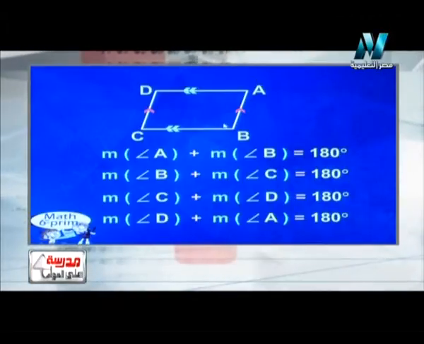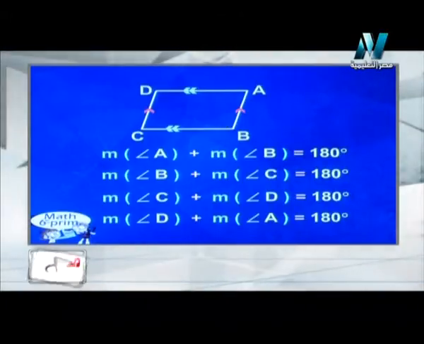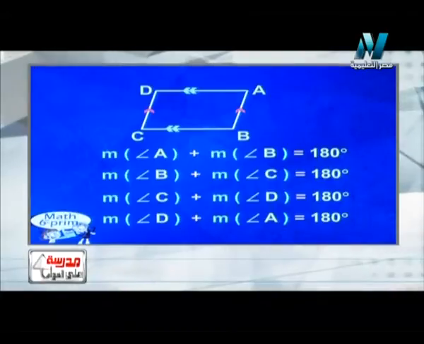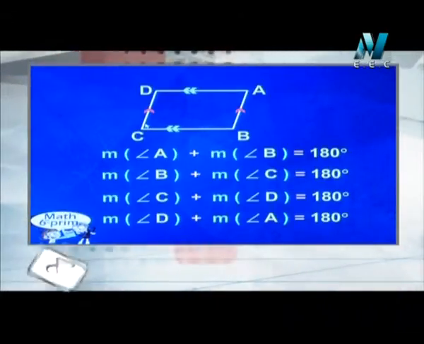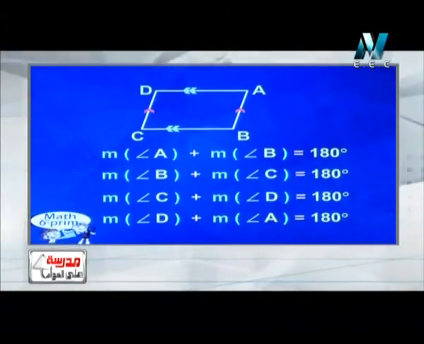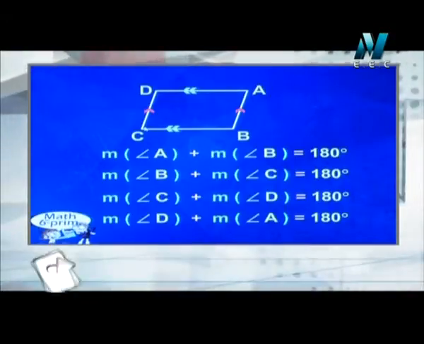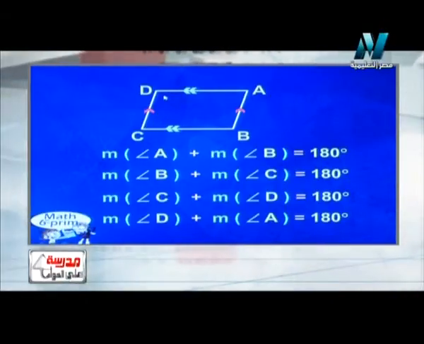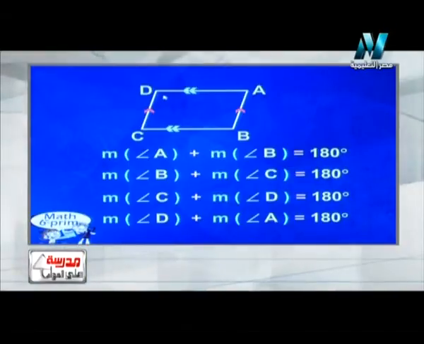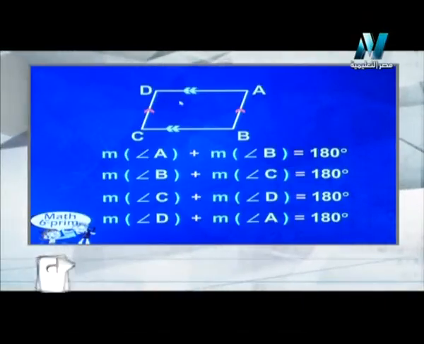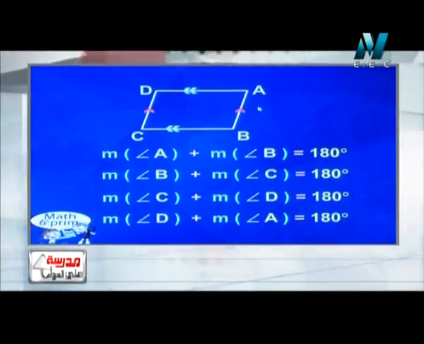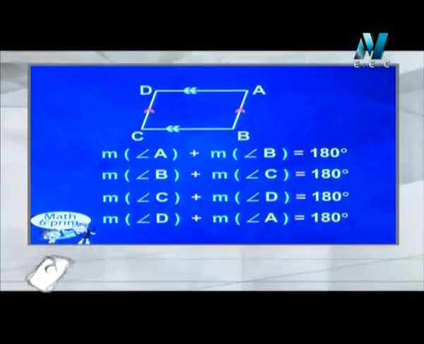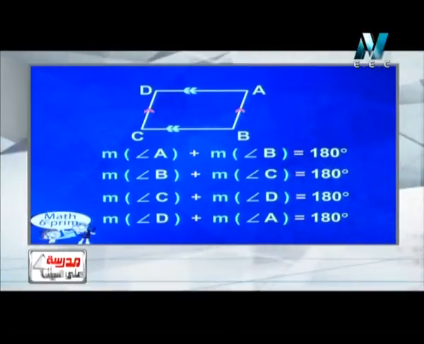We note that angles A and B, their sum equals what? Excellent. Their sum equals 180 degrees. In the same way, angle B plus angle C, their sum equals what? Yes, their sum equals 180 degrees. And in the same way, the measure of angle C plus the measure of angle D equals 180 degrees. And finally, the measure of angle D plus the measure of angle A equals 180 degrees, it doesn't change. But we know that, yes, a very important notice.